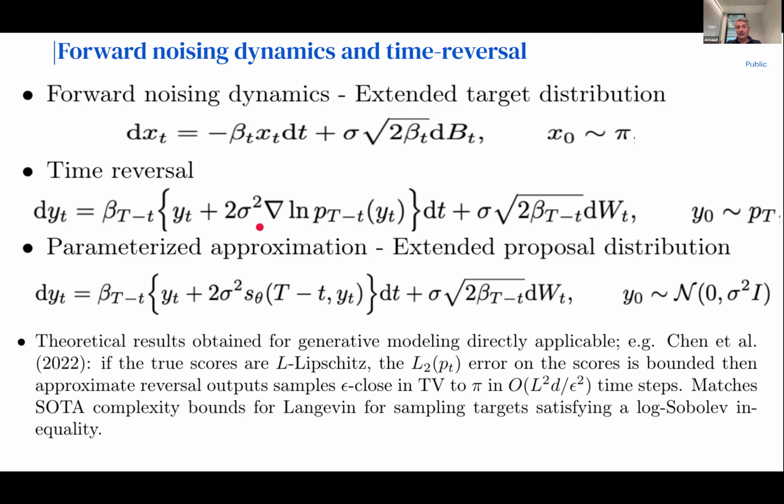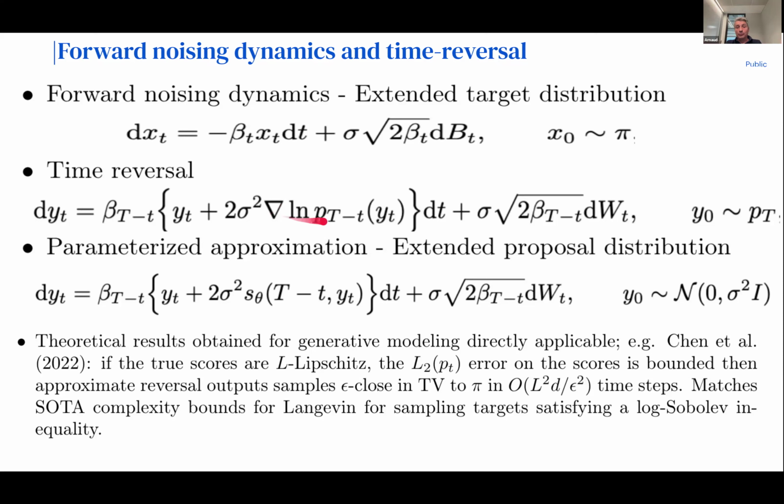Okay, but there's a problem with that, because essentially we don't have access to the score of the forward dynamics. So what is P_T here? This is the marginal distribution of X_T under the forward distribution.